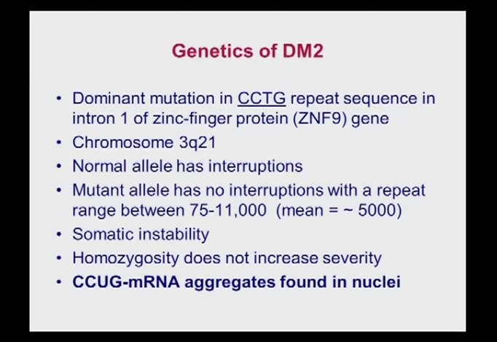So the mutant allele for DM2 typically has no interruptions within it. The normal allele has interruptions, so the CCTG is interrupted by other sequences. But in the pathogenic state, those interruptions are lost, and the expansions can become quite great. The actual range of involvement ranges from about 75 or 80 to over 10,000, and the mean is somewhere around 5,000. And very much like you see in classical DM1 myotonic dystrophy, you also see the same kinds of aggregates of mRNA in the nuclei. In this case, it's a CCUG repeat.